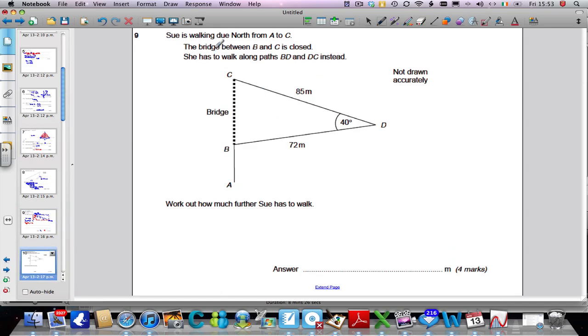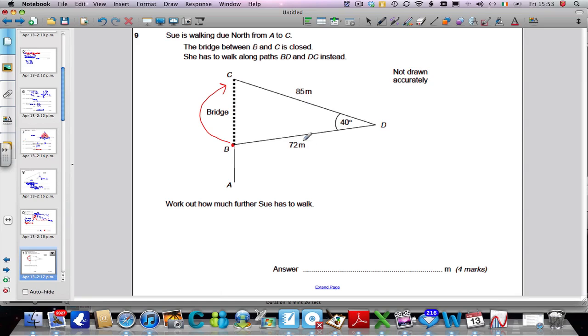Okay, Sue is walking due north from A to C, and it tells us that the bridge between B and C is closed and she has to take this route instead, and we're interested in how much further she has to walk. So I'm interested in knowing what's the difference between walking this way and this way along the bridge.